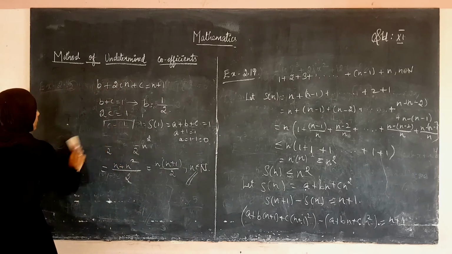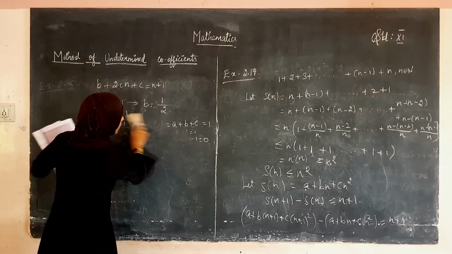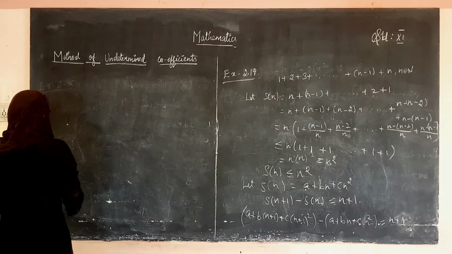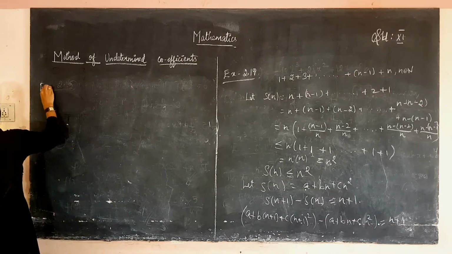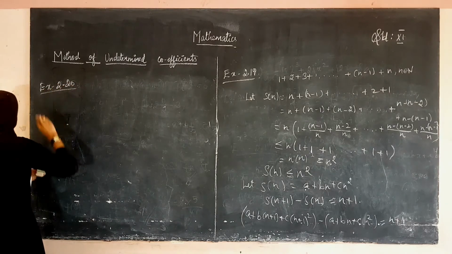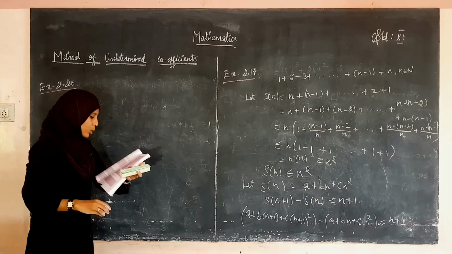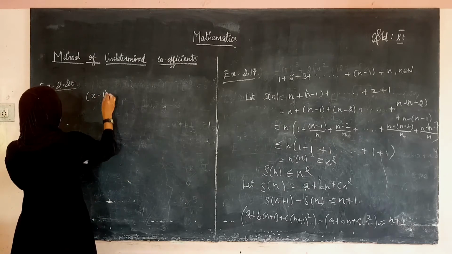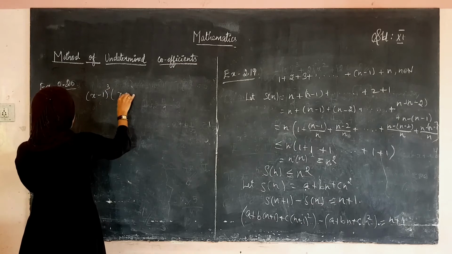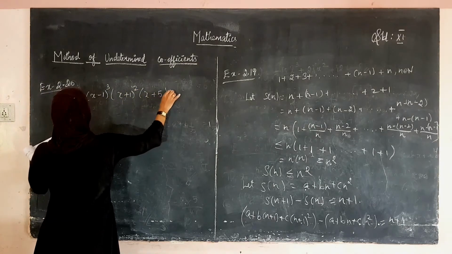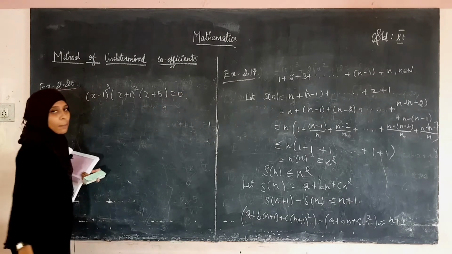Now the next example, example 2.20. Find the roots of the polynomial given as (x minus 1) the whole cube, (x plus 1) the whole square, (x plus 5) is equal to 0, and state their multiplicity.